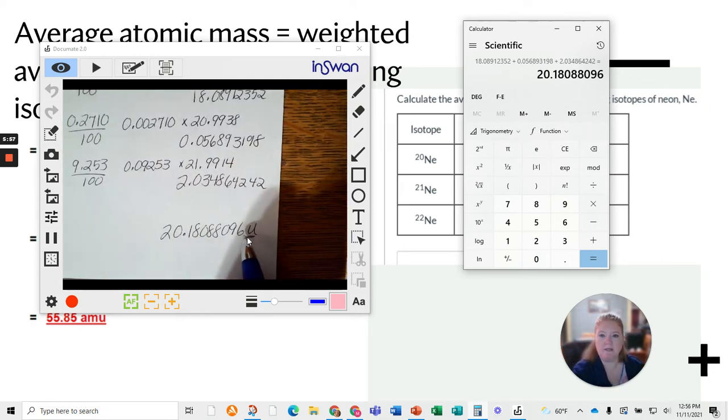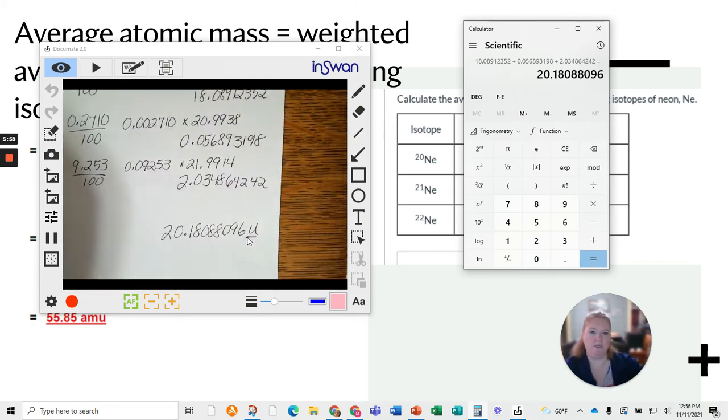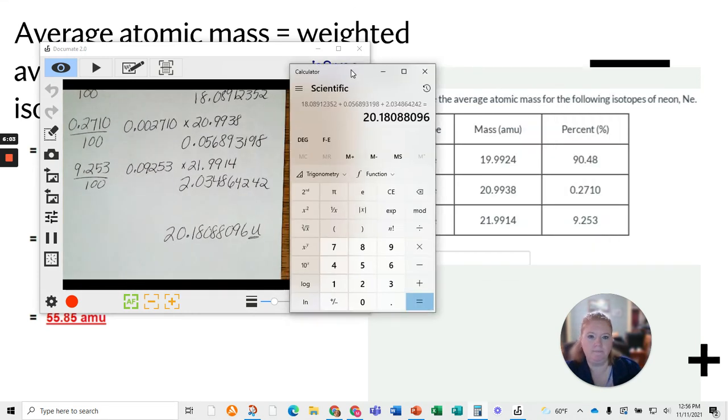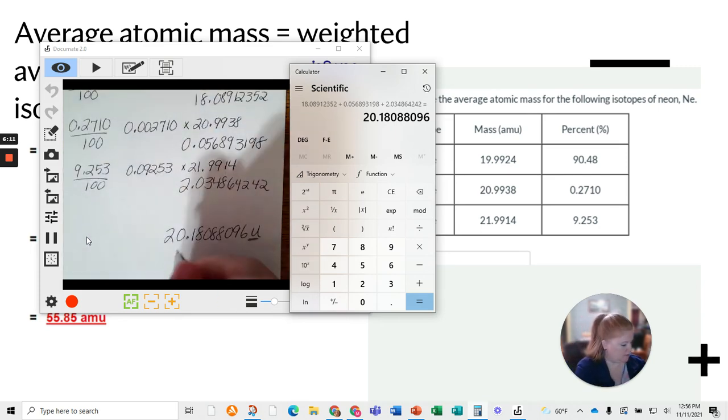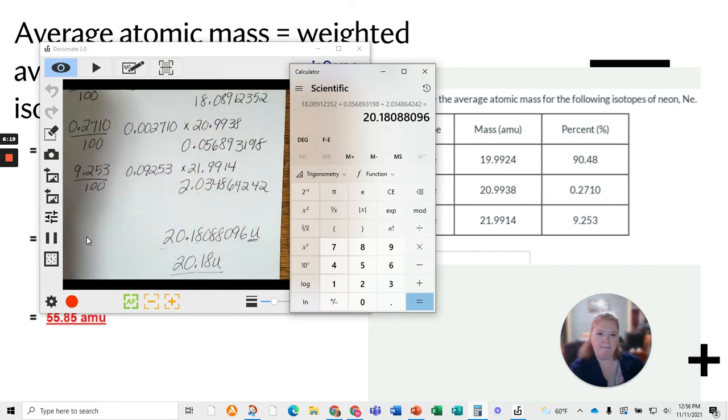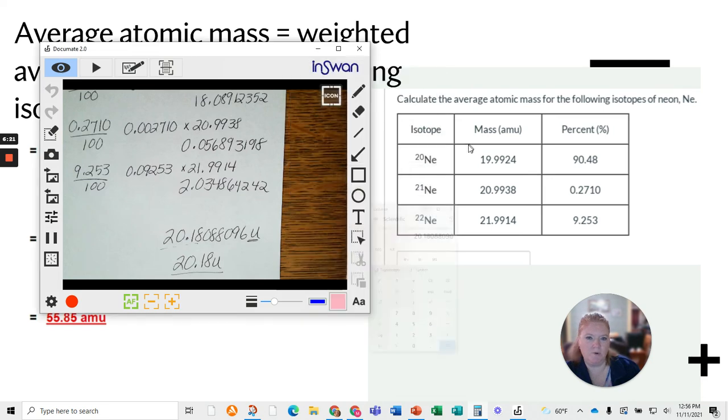So here's my answer, but I need to check significant figures. So let's go look here. I need to know what the lowest number of significant figures is. Well, all the percents have 4. So that means my answer needs 4. 1, 2, 3, 4. So 20.18 u.